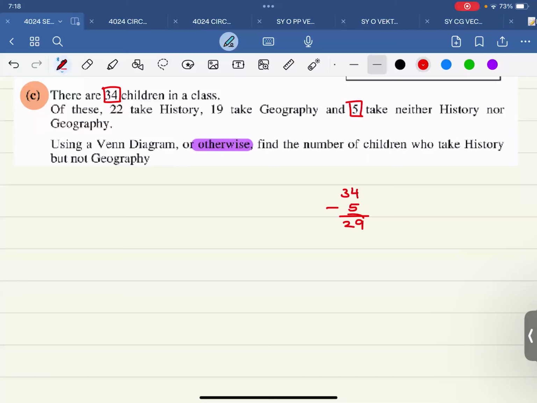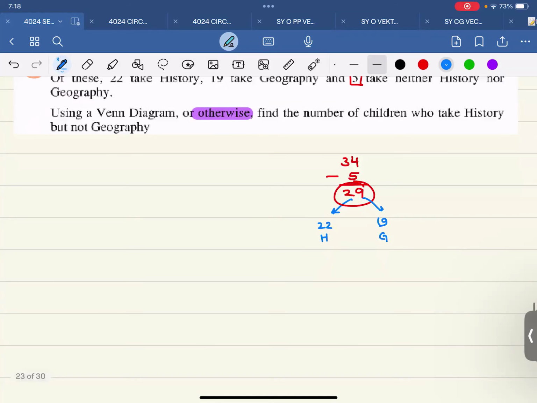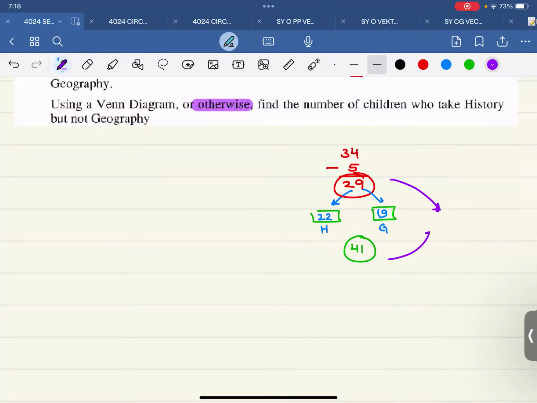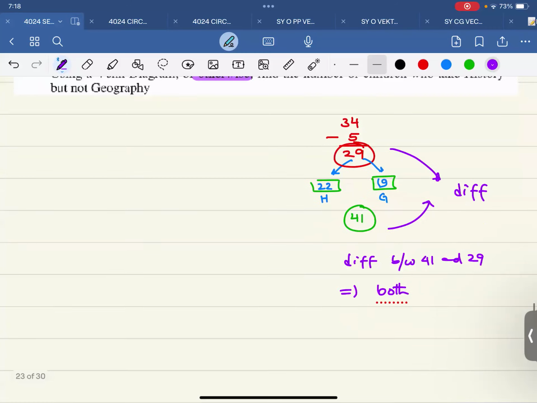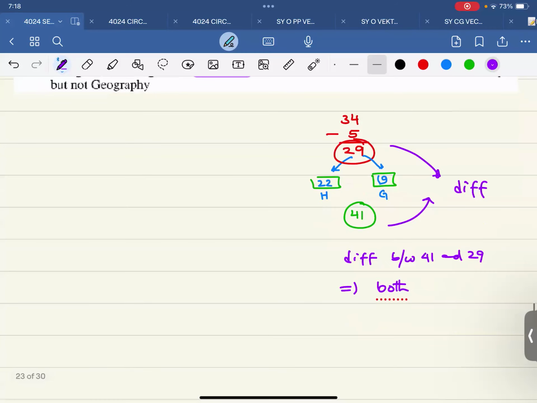Now this 29 includes what? It includes the 22 taking history and the 19 taking geography. So now add these two. 22 plus 19, that is 41. The difference between 41 and 29 is the answer. The difference between 41 and 29 gives us the people taking both subjects, which is 12. I think I would prefer that you draw a Venn diagram and explain everything in detail. This is just a shortcut.